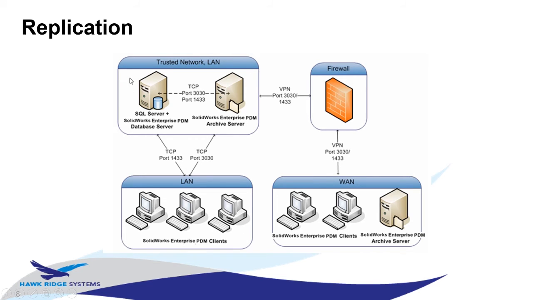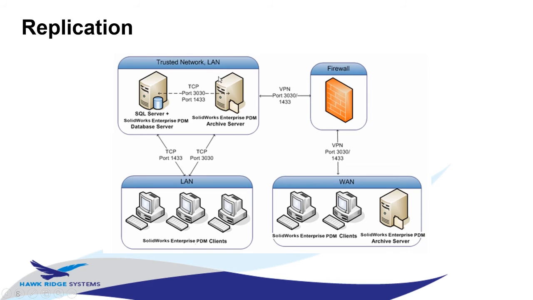You have two dedicated servers or one dedicated server. It's up to you. But you have essentially the database server with all the metadata, and then the archive server that hosts all of your files. All of your local users communicate with that locally. But when you start having a multi-site replication scenario, you have a wide area network to deal with. With that, you can see that they'll have their own local archive server.